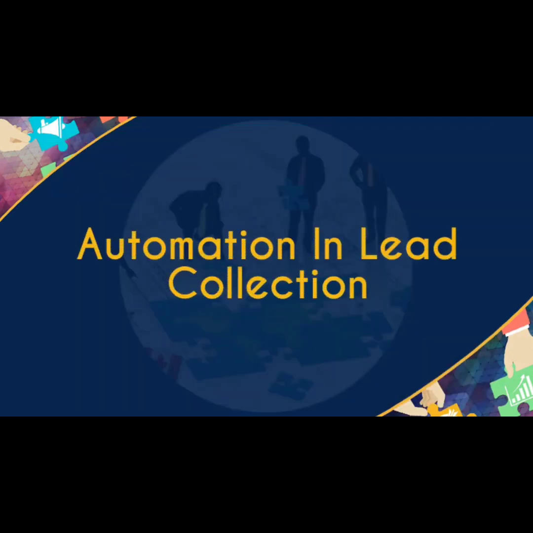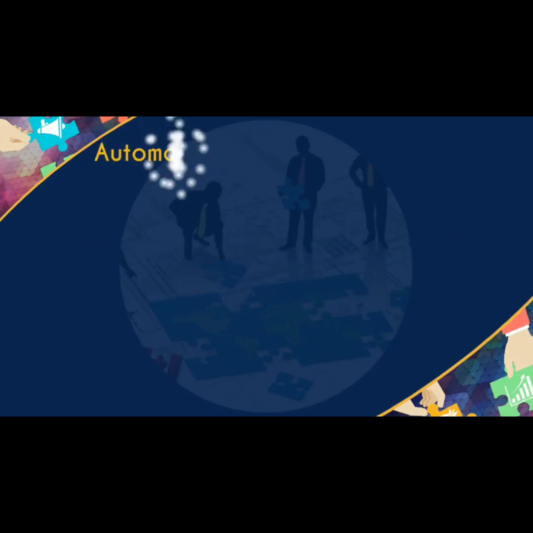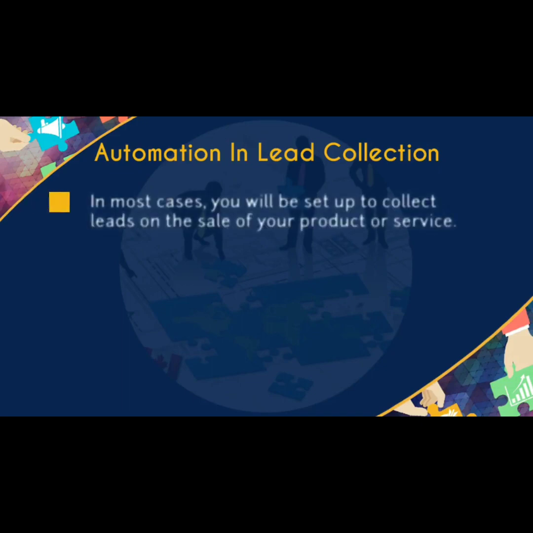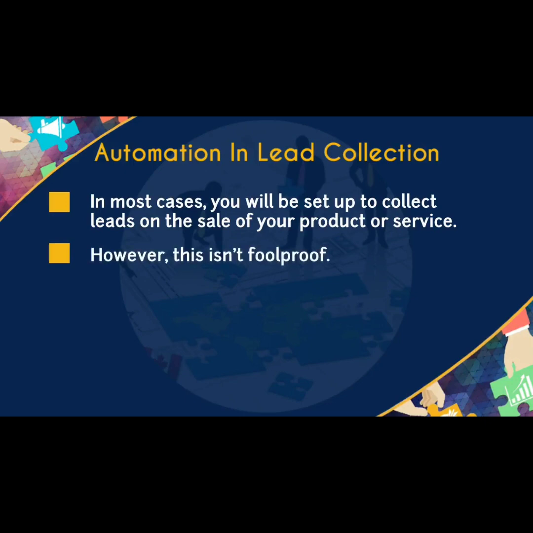Now, let's talk about automation in lead collection. Automation in collecting the leads that are coming into your marketing funnel. In most cases, you're going to be set up to collect leads on the sale of your product or your service. Now, just because you have an after-sale autoresponder, this is not foolproof. So don't think that just because you had 10 sales and an after-sale autoresponder, your list is going to grow by 10. It's probably not going to grow by 10. And there are a lot of reasons for that. This is not a foolproof method of building your list.